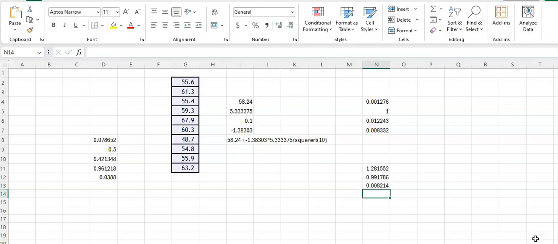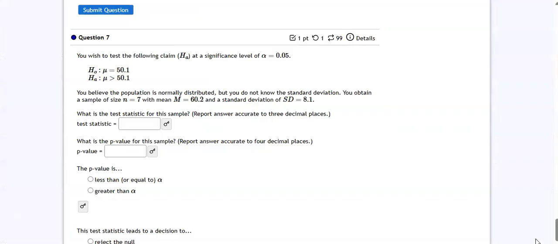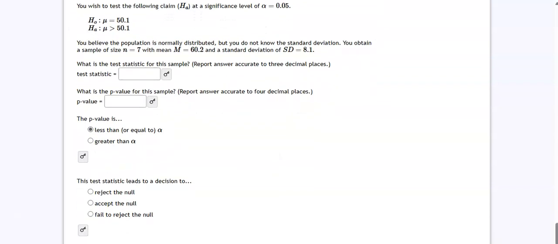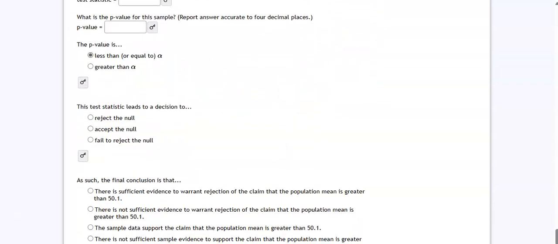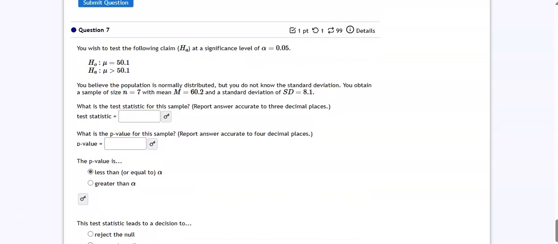And that is 0.991786. All right, now let's go back for a minute, because if we look at our alternate hypothesis, mu is greater than 50.1, and remember 0.99 is the left side, and we want the right side since we have a right-tailed test here. So we need to subtract this value in Excel from 1. So I'm just going to do equal 1 minus 0.991786.